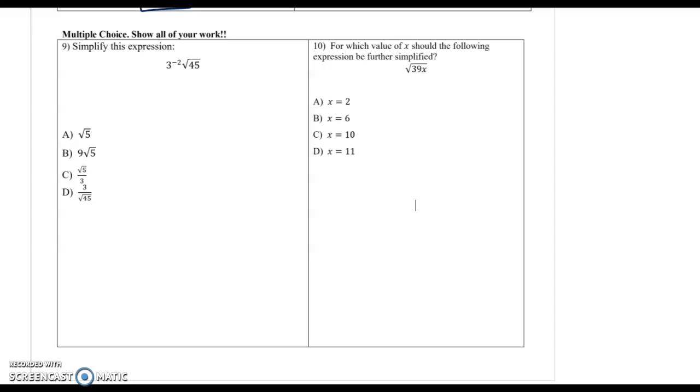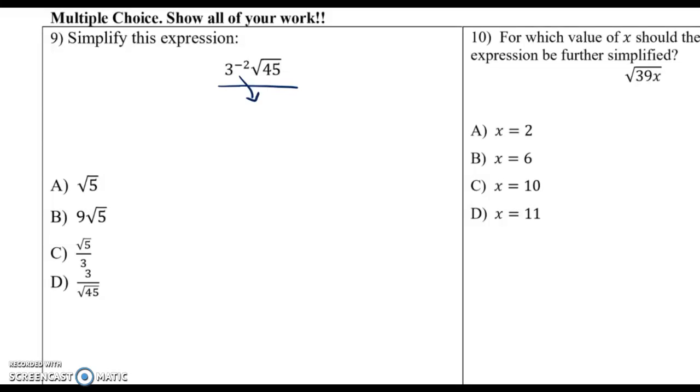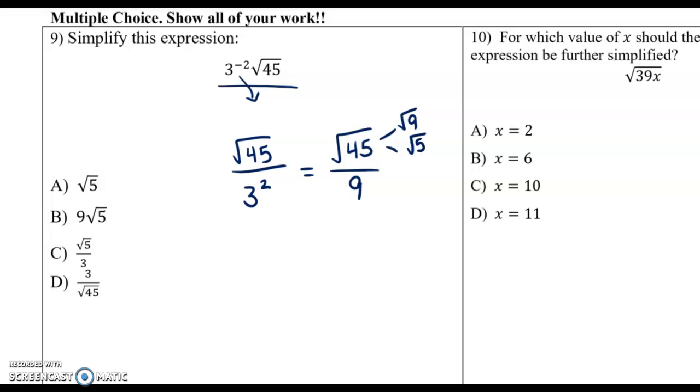So we need to take the 3 to the negative second and move it down to the bottom. The square root of 45 stays on top, and then it's 3 to the positive second at the bottom, which is a 9. The square root of 45 can be broken down. There is a 9 times 5 inside the square root of 45.